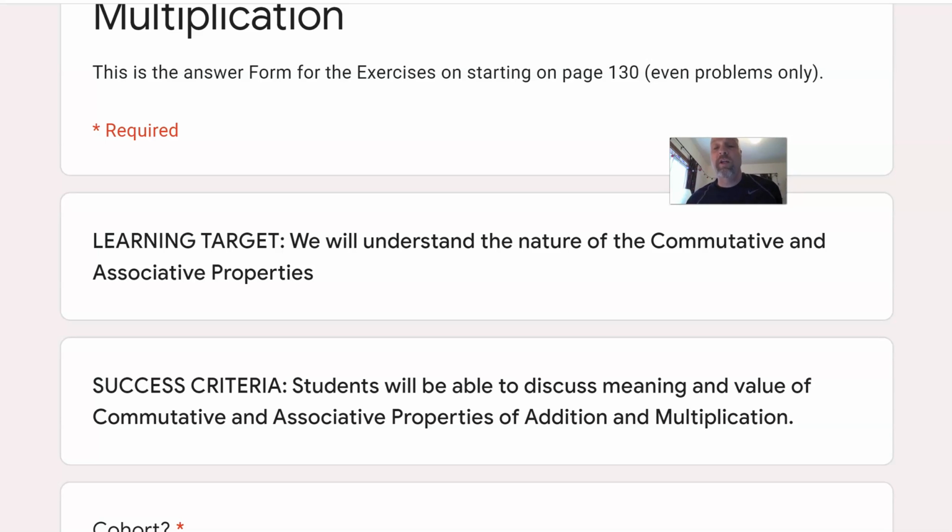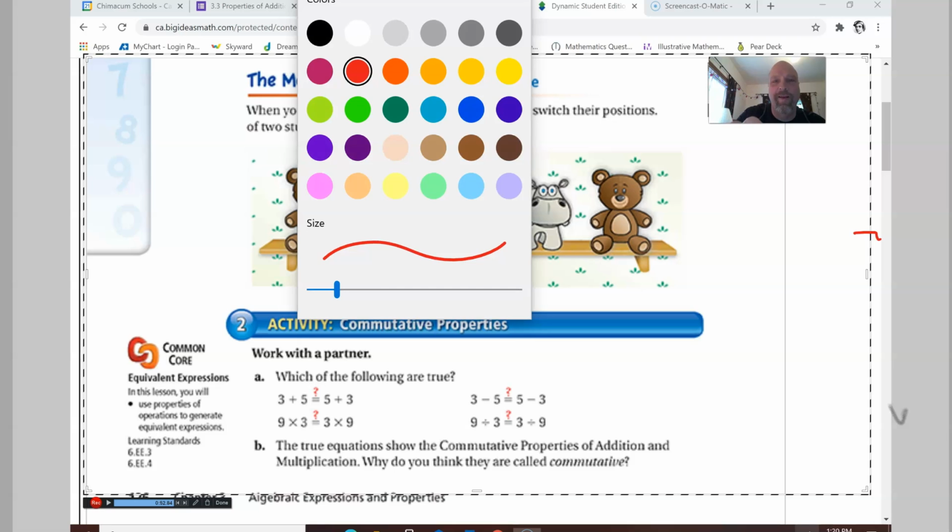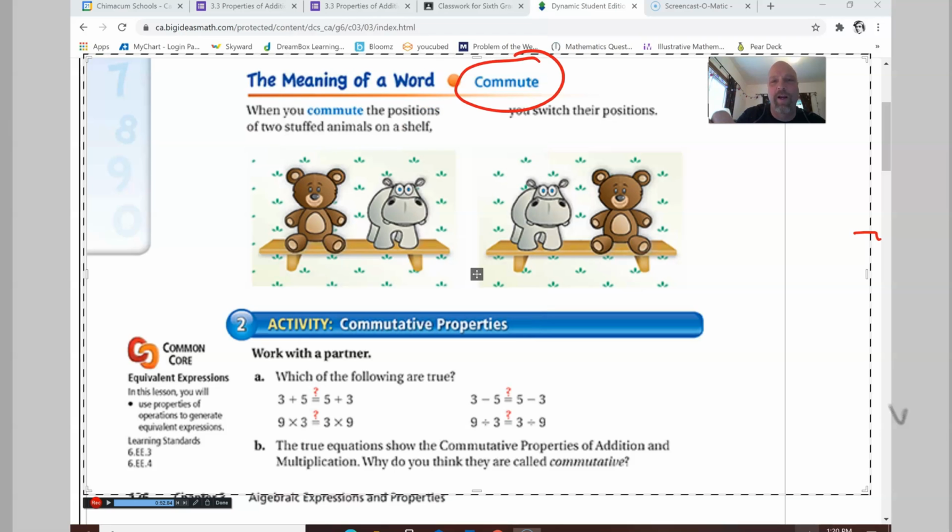An interesting thing about them is they work with addition and multiplication, but they don't work with subtraction and division. So let's find out about this commutative property. Like you commute. When your parents talk about commuting, you're usually riding to work or something like that. In this case, commuting means you just switch places, right? The bear for the hippo.